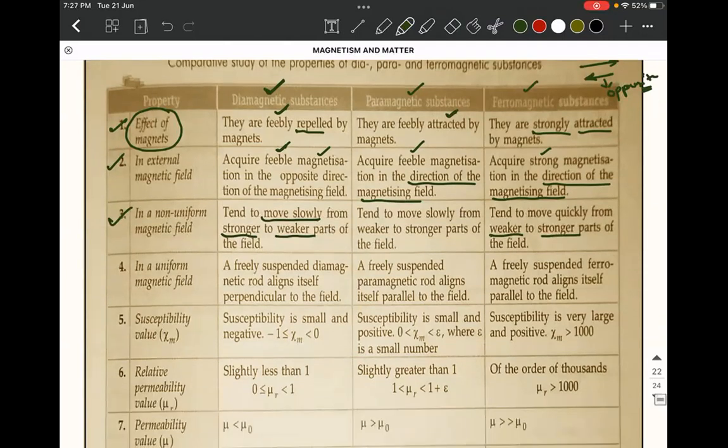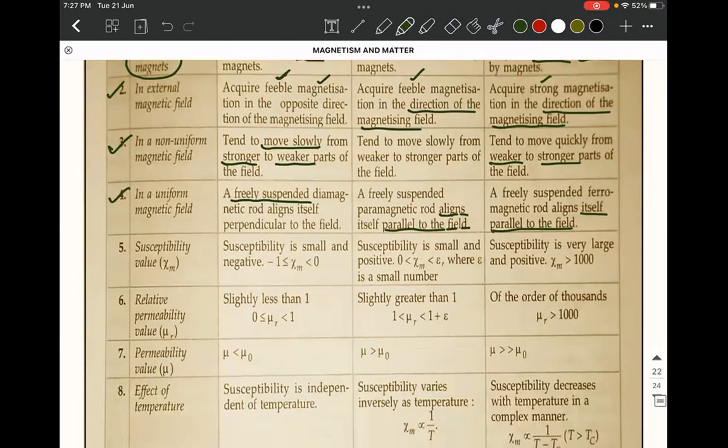Okay. Similarly, if you place a diamagnetic substance in the presence of a uniform magnetic field, a freely suspended diamagnetic rod will start aligning itself in the direction perpendicular to the field because it will start moving from stronger to weaker fields. Whereas a paramagnetic substance aligns itself parallel to the field, but it is going to happen slowly. Similarly, a ferromagnetic substance also aligns itself parallel to the field.